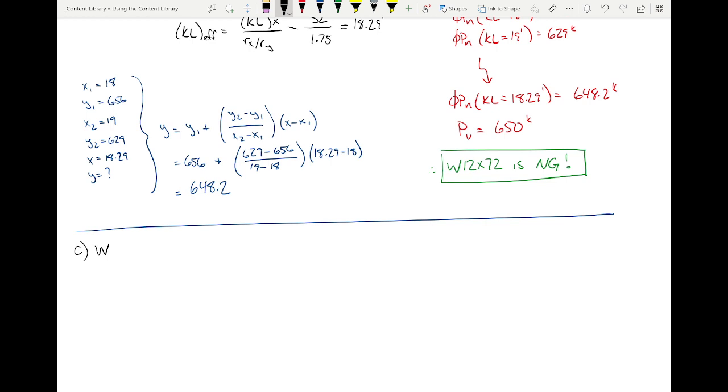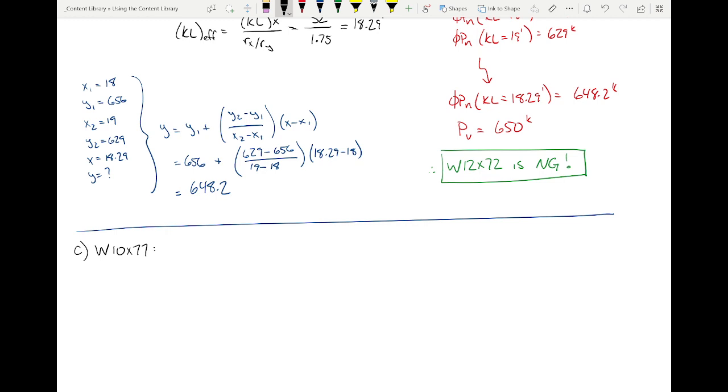Let me start off by asking a question. Is it worth it to even check this section? Yes. You say no. Why? What's the only section that we have that works right now? The W14 by 82. If this section works, that'll save us some cash, right? Because it's lighter. So it's at least worth checking. But if it doesn't work, we still have a shape that's valid. Okay, so it's worth at least checking.